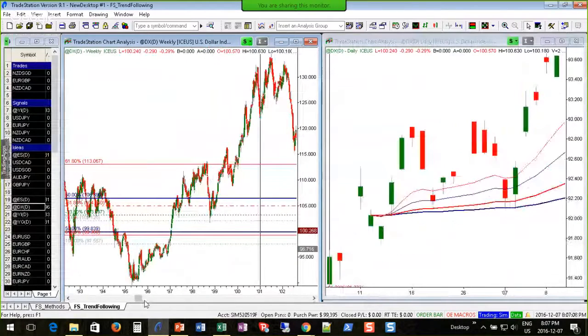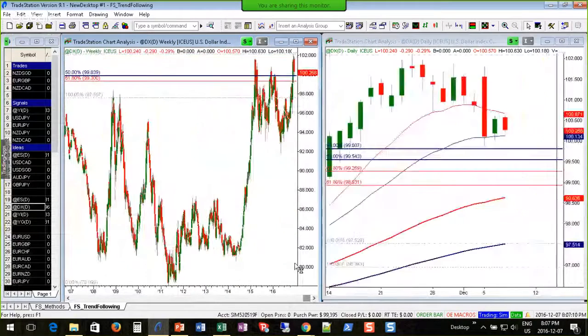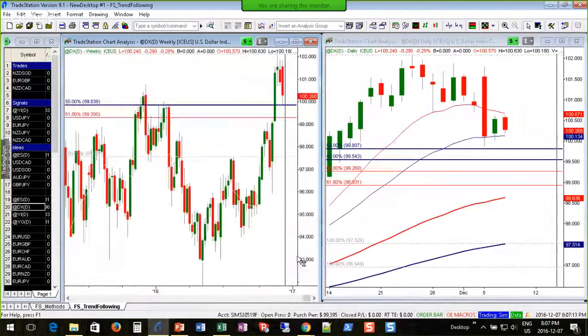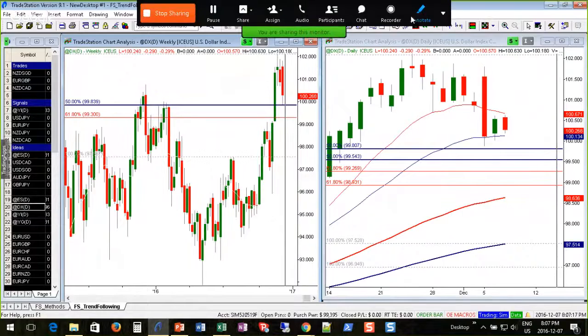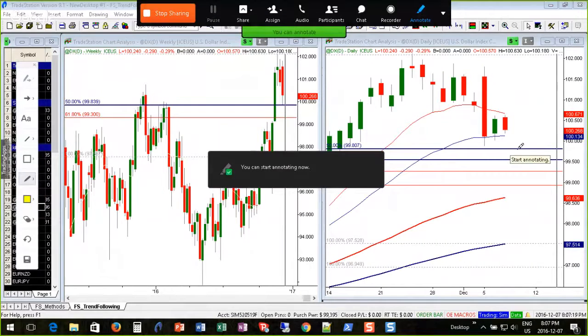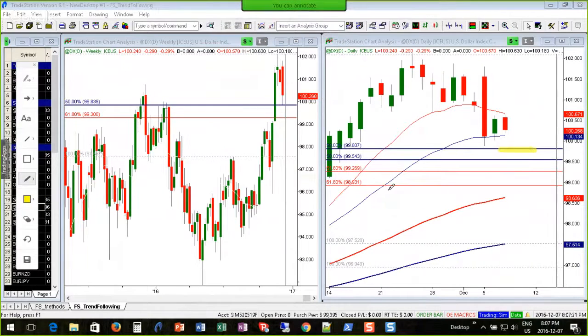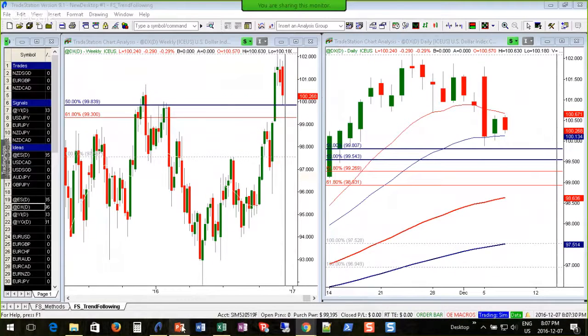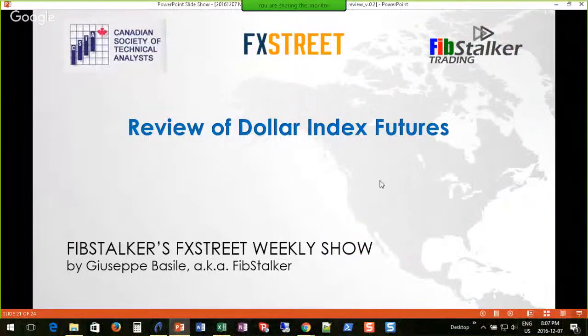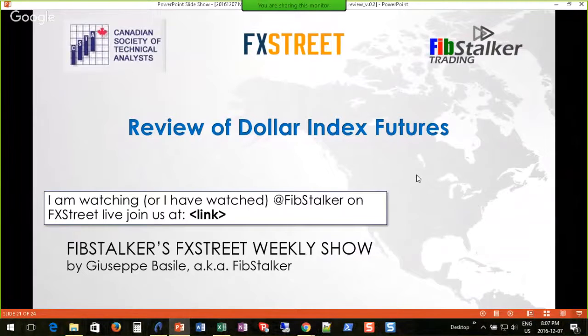All right, so this is the analysis for this market. Again, the 99.80 could be retested again. If that happens, this market could just continue higher, and there would be also an opportunity to trade this market on the upside. And this concludes the analysis for the dollar index futures.